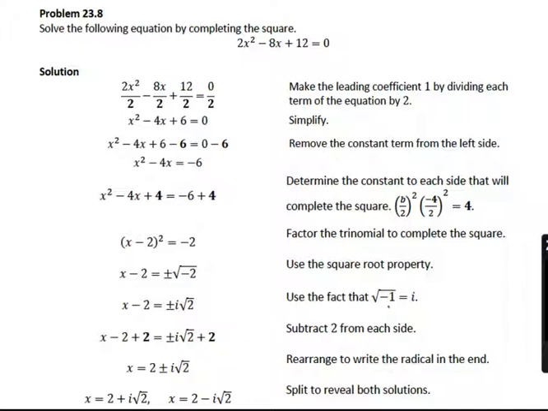So we have x minus 2 equals plus or minus i times square root of 2, or square root of 2 times i. And then to find x, we just add 2 to both sides so that this negative 2 cancels out. So we have x equals 2 plus or minus i times square root of 2. We can just split this expression as x equals 2 plus i times radical 2, or x equals 2 minus i times radical 2.